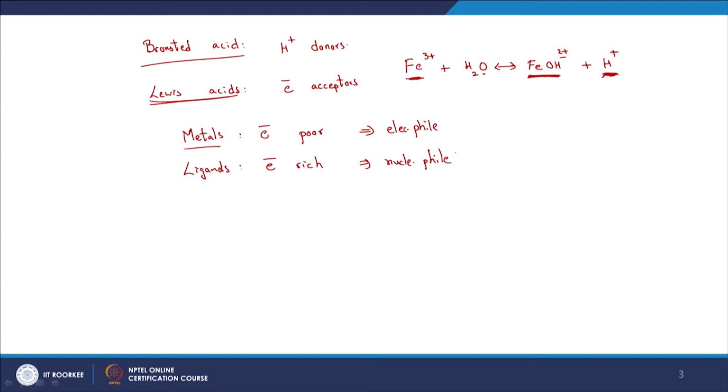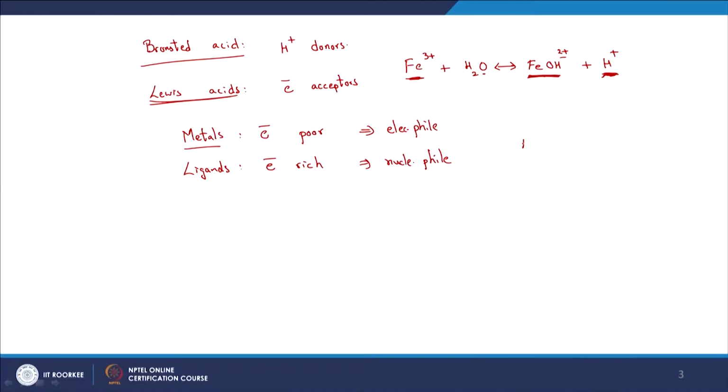Phile means you have a tendency to attract. You can look at the definition for the root word. Phile means attract, so a metal, as we saw, is an electrophile or electron-phile, so it wants to attract electrons, right. So the metal is an electron acceptor. So, that is what we look at.